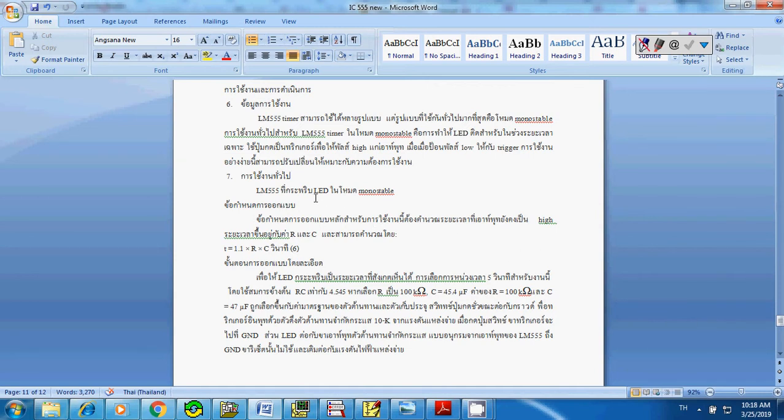Let's take a look at the RM555 that flashes or turns an LED on and off in monostable mode. The requirement for the design is that you have to calculate the time duration that the output is still high, and the time duration depends on the external resistor and external capacitor. That can be calculated from this equation: T equal to 1.1 multiplied by R multiplied by C seconds.